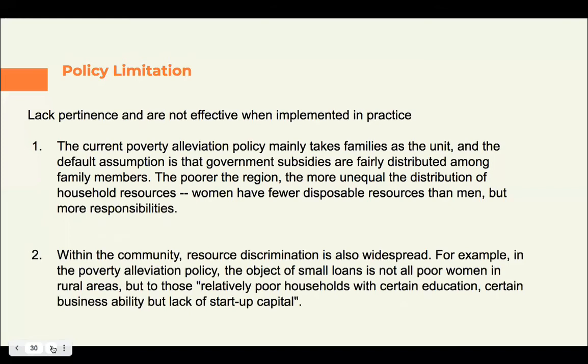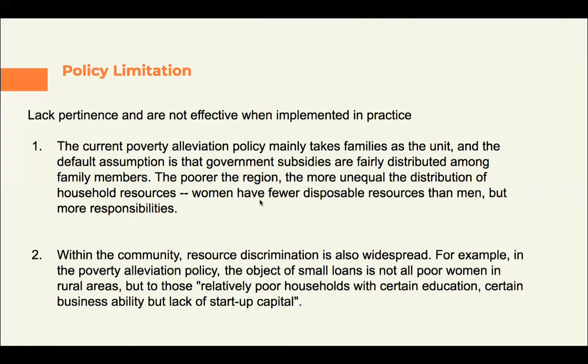The poorer the region, the more unequal the distribution of household resources. Women have fewer disposable resources than men, and usually they bear more responsibilities. Within the community, resource discrimination is also widespread. For example, in the poverty elimination policy, the object of small loans is not all poor women in rural areas, but those relatively poor households with certain education and business ability but a lack of startup capital.